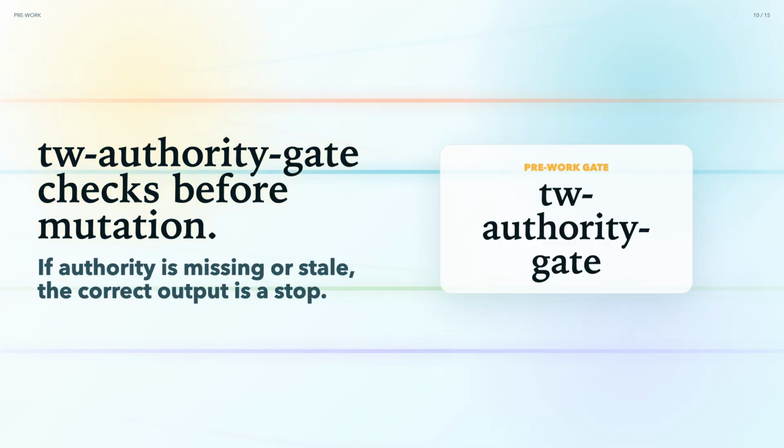Before implementation, tw authority gate checks whether the plan is actually allowed to mutate the project. If authority is missing, stale, contradictory, or out of scope, the manual flow stops. That stop is a feature because it prevents the agent from coding from an assumption.